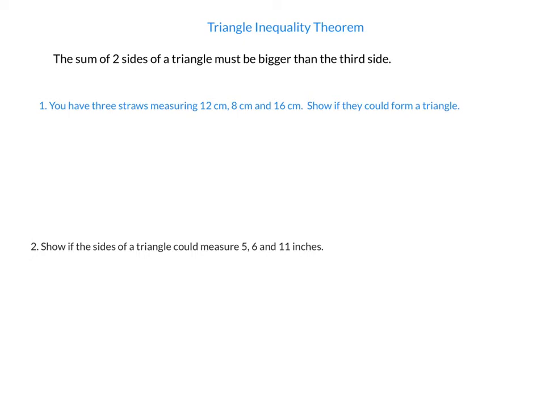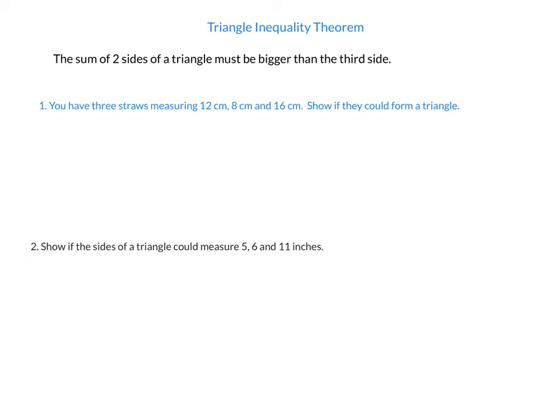For problem number 1, you have 3 straws measuring 12 centimeters, 8 centimeters, and 16 centimeters. Show if they could form a triangle. So what I do is I go right to the gut of the problem, and I feel like that is finding the 2 smallest sides. If you choose the 2 smallest sides and add them up, and it's bigger than the third side, you shouldn't have any issues. It should be able to form a triangle.